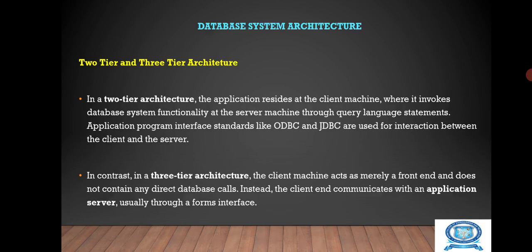In contrast, in a three-tier architecture, the client machine acts merely as a front end and does not contain any direct database calls. Instead, the client end communicates with an application server, usually through a form interface.